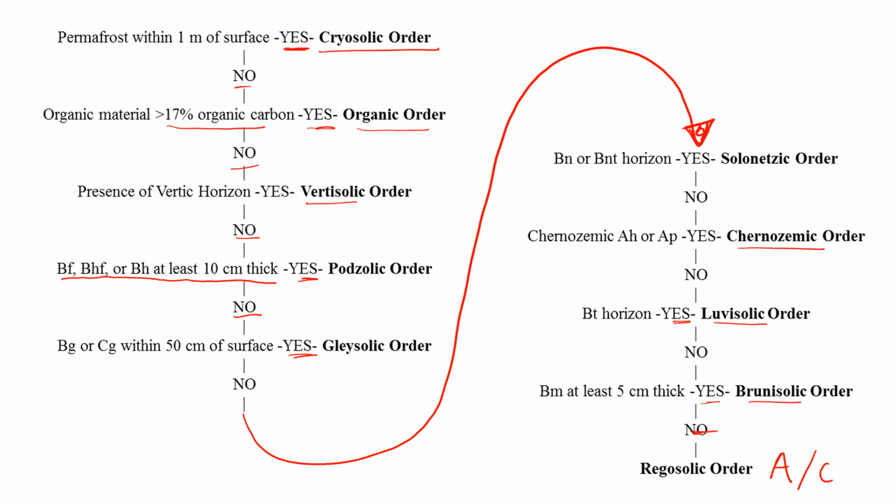But the 5 soil orders that I'm going to ask you to focus on for this semester are the Podzolic order, the Solonetzic order, the Chernozemic order, the Luvisolic order, and the Brunisolic order. The reason is that we have all of these Brunisols, Luvisols, Chernozems, and Solonetzic soils in Alberta, but we don't have Podzols. But we're going to look at Podzols because there are some interesting, striking differences.